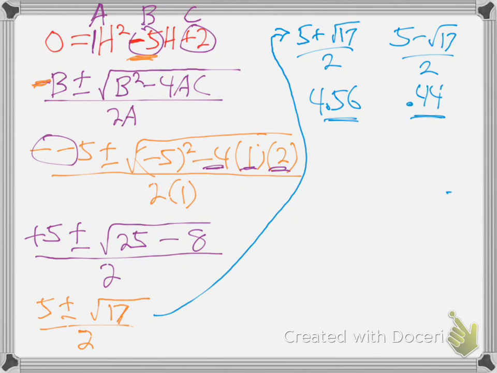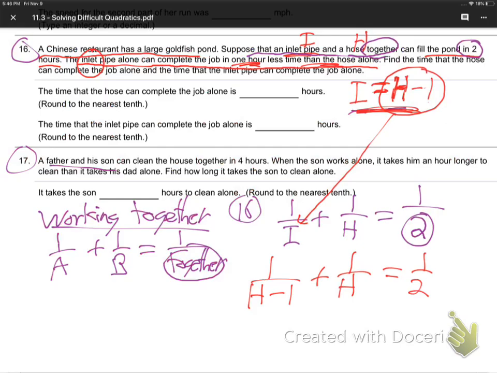Now, what are those answers for? You can kind of forget. This was h, so this is hose and hose. They're both answers for the hose, maybe. Remember, sometimes we go beyond reality. They asked for the hose and the inlet. They want the hose and the inlet. So what's the inlet pipe? Remember, the inlet pipe right here is hose minus 1.